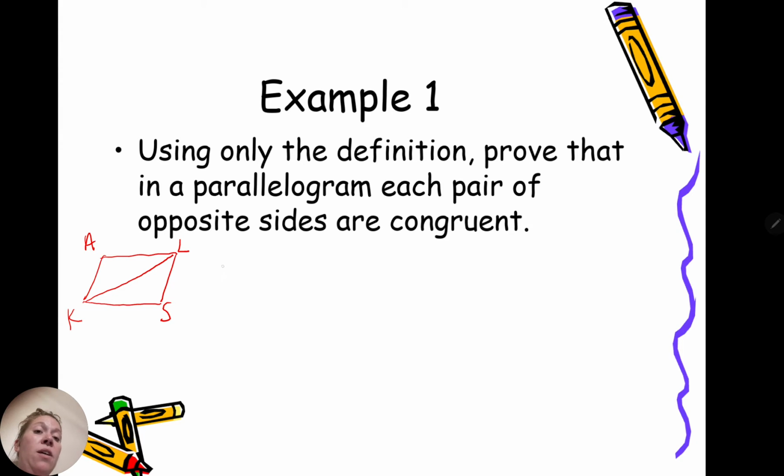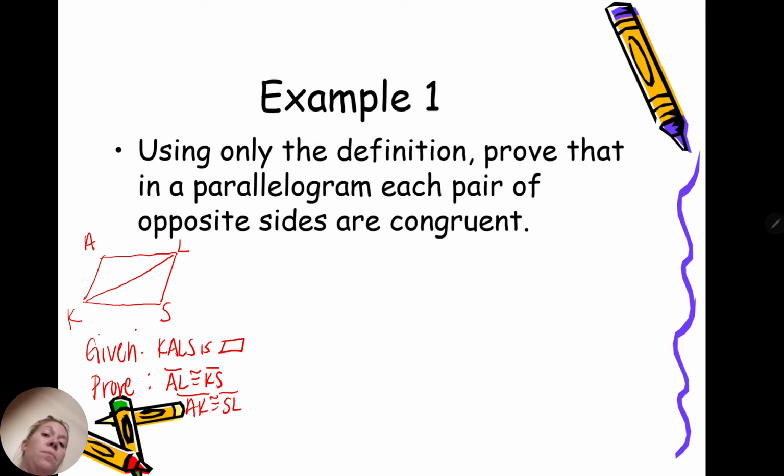So we're going to say given KALS is a parallelogram, and we want to prove that the opposite sides are congruent. So we want to prove AL is congruent to KS, and we want to prove that AK is congruent to SL. All right, well, clearly we know we want to try and get those triangles congruent, so let's do that.